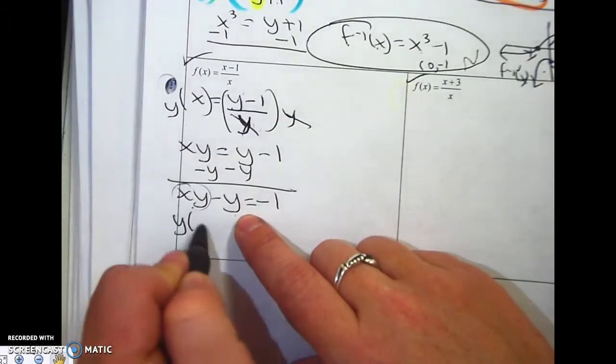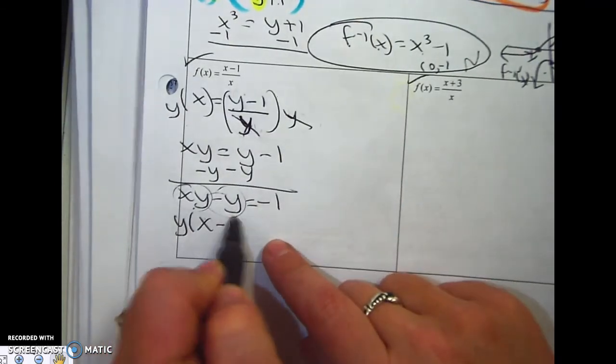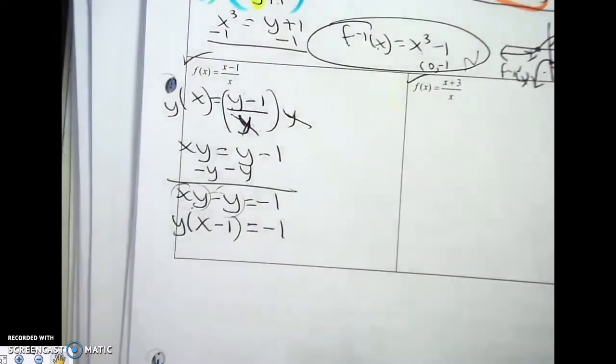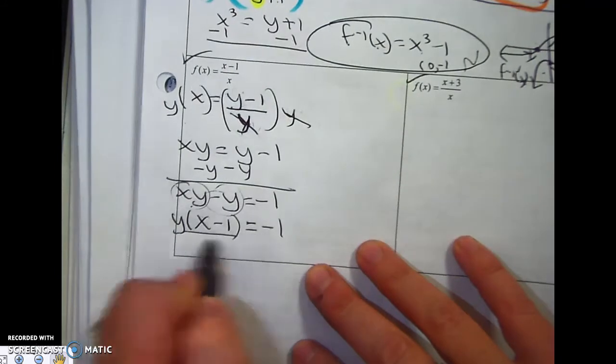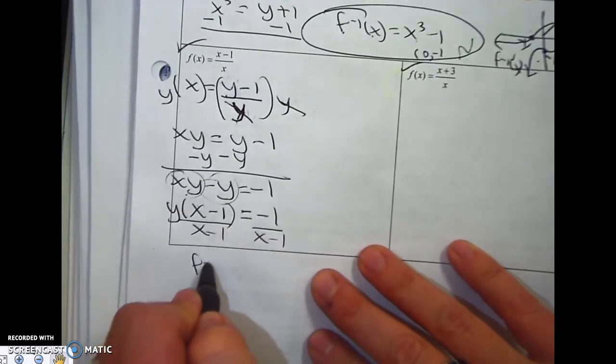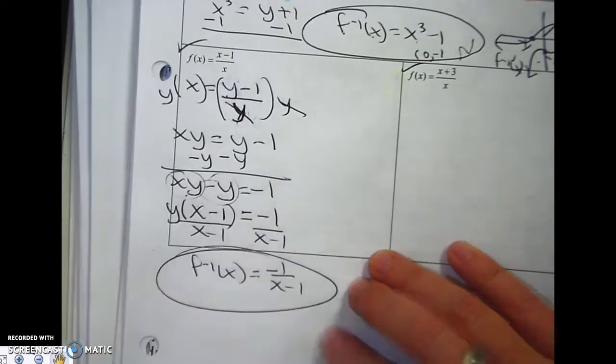If I take it out from this group, I'm left with an x. If I take it out from this group, I'm not left with anything, but you have to put an imaginary 1 there. Equals negative 1. Divide by x minus 1 because I'm trying to get y by itself. So f inverse of x equals negative 1 over x minus 1.